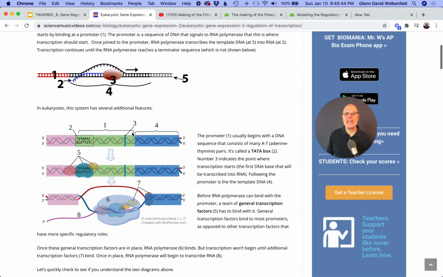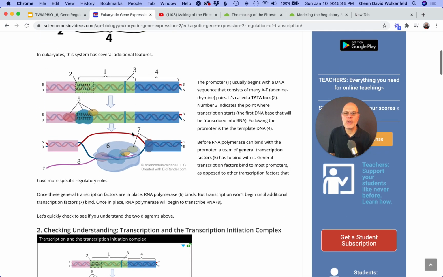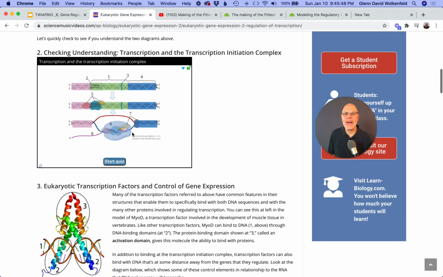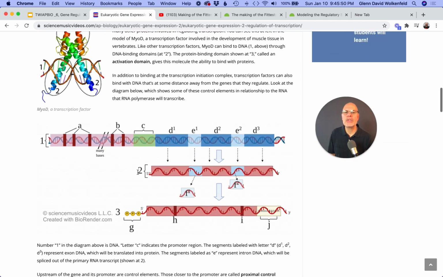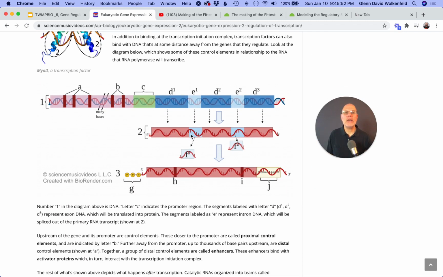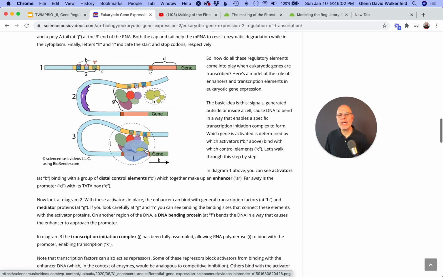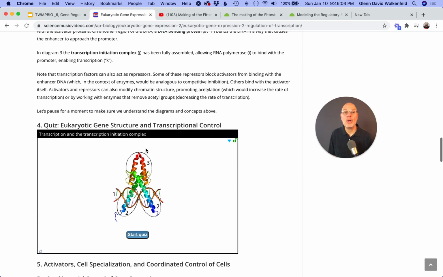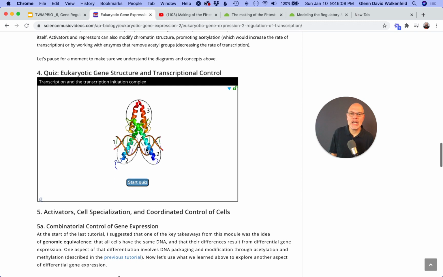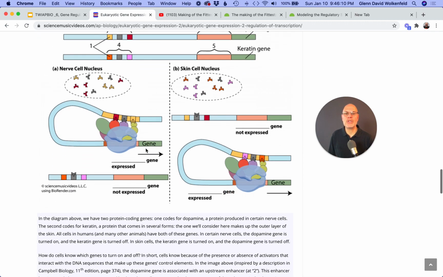And again, it's going through the basics of transcription and then talking about how that happens in eukaryotes, the whole idea about the excision of introns so that you just have exons. And then it talks about the formation of the transcription initiation complex, super complex stuff. Your students need to interact with it. They'll get to do that interaction on learn-biology.com and sciencemusicvideos.com.